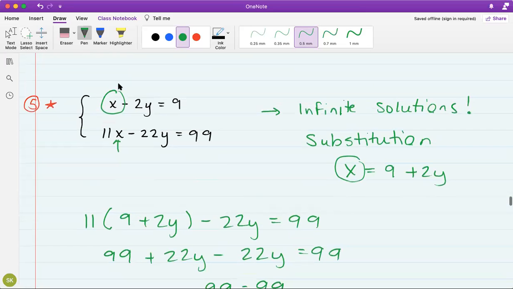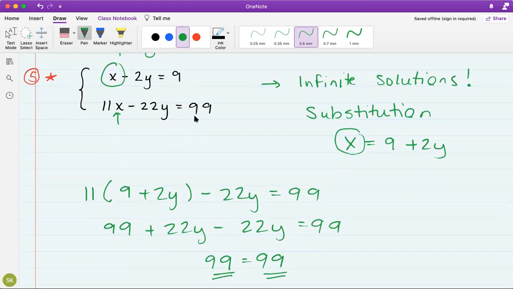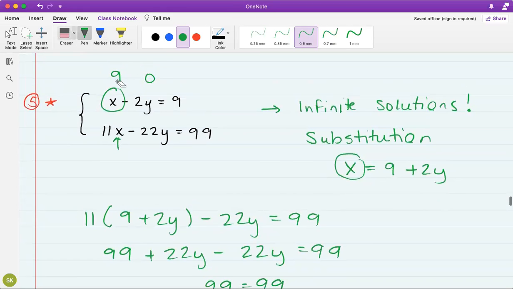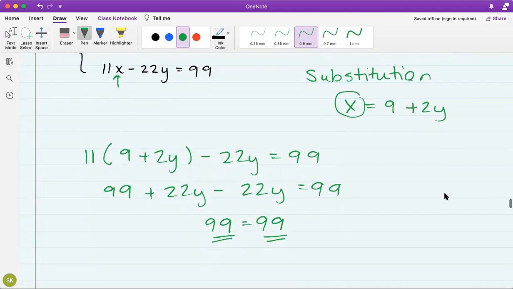Anything you choose works. For example, if I plug in 9 here and 0 here, I'll get 9. And if I plug in 9 here and 0 here, I'll also get 99. If I plug in 1 and -4 into here, you see that we get 9, and if you plug it into here, you'll also get 99. So you're going to have infinite solutions, and those solutions depend on the equation of this line here. So that's why it was a dependent system.